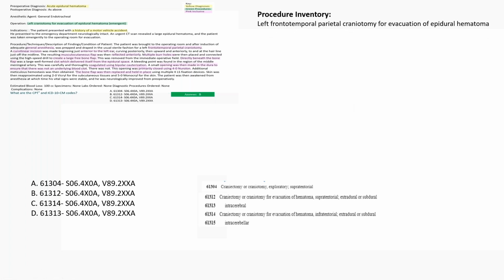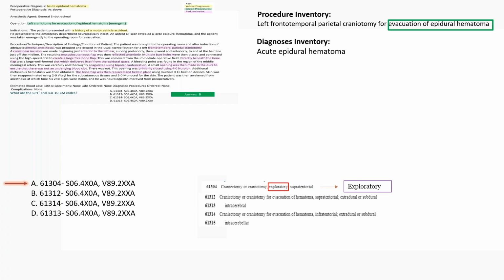The procedure inventory, as I said, is a left frontotemporal parietal craniotomy for the evacuation of epidural hematoma. The diagnosis inventory: we have acute epidural hematoma. Let's look into option A, which is 61304, craniectomy or craniotomy, exploratory, supratentorial. Now this one, as I highlighted, is coding for exploratory procedures, and the procedure performed is for evacuation of an epidural hematoma. That's why option A is the wrong one.